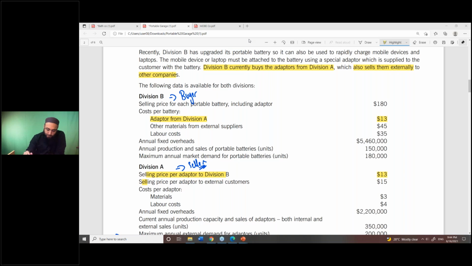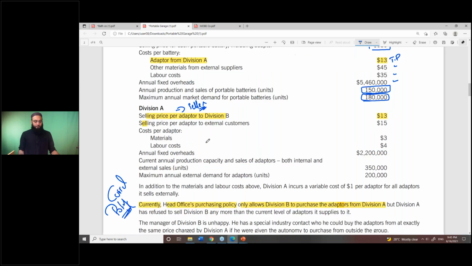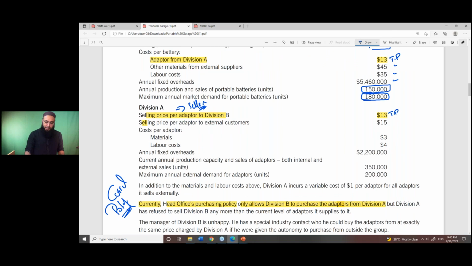So division B's maximum demand is 180. But right now, division B is only selling 150. Understood? It's the selling price of B. This is the transfer price. This is the other material cost, labor and fixed cost. Done. Now the seller, A. A sells to division B. This is the transfer price. But A also sells in the external market for 15. Now here I will determine how many A is selling internally and how many externally.